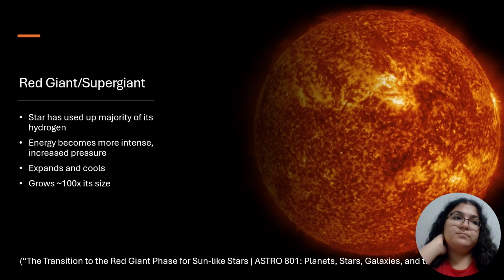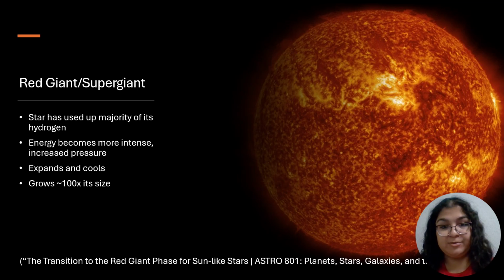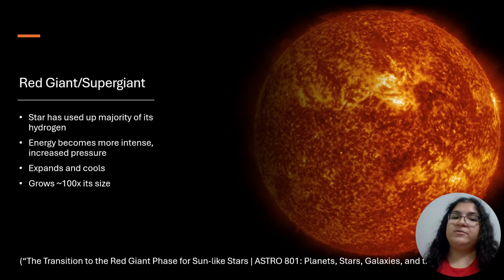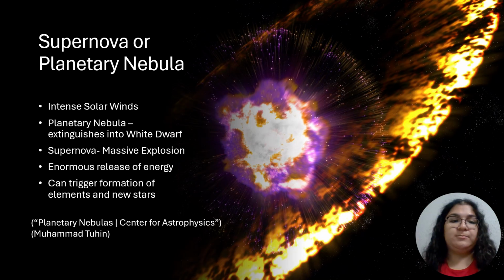A supergiant, sorry. It can reach sizes up to 100 times its original size. As it keeps growing, the core becomes more and more unstable, causing intense solar winds and some mass ejections before reaching the end of its cycle. Actually, these mass ejections are what will lead to the shedding of the outer layers.